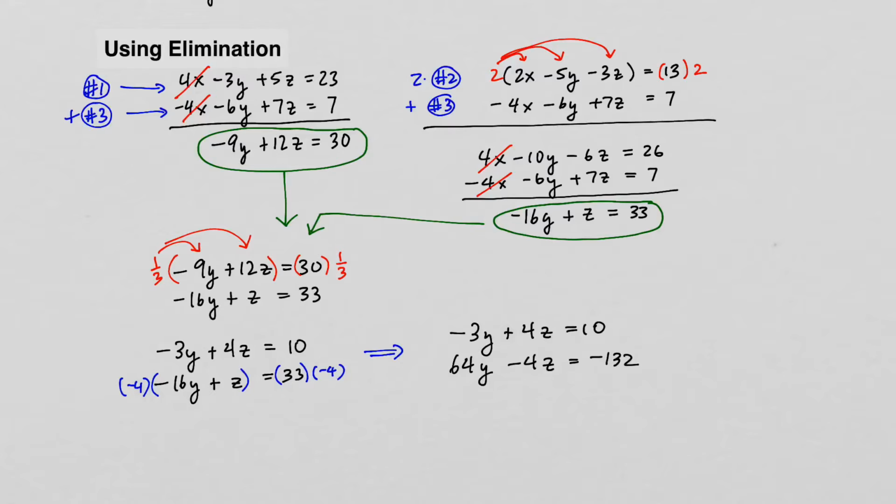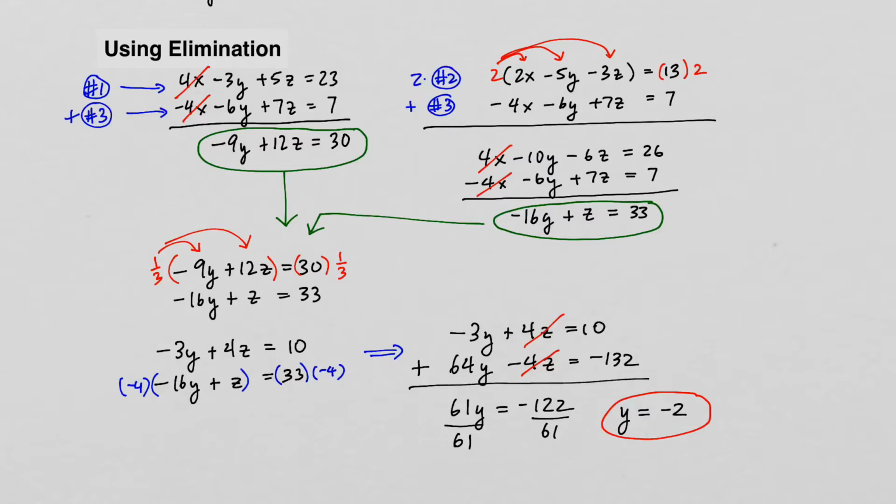Okay, so now you can see we are ready to add these together. When we add those, the z now will also cancel out. And we end up with 61 times y is equal to 10 minus 132, which is negative 122. Divide both sides by 61, and y is equal to negative 2.